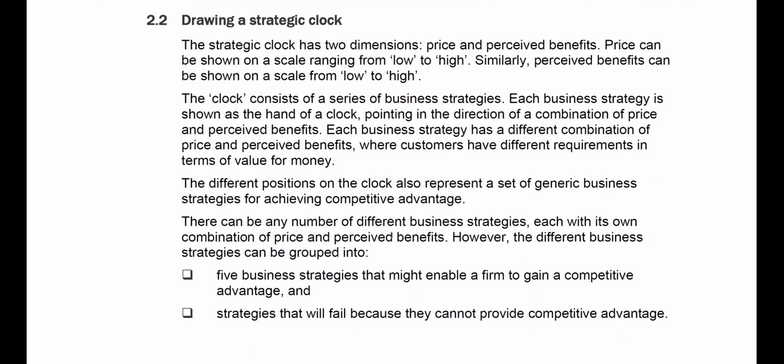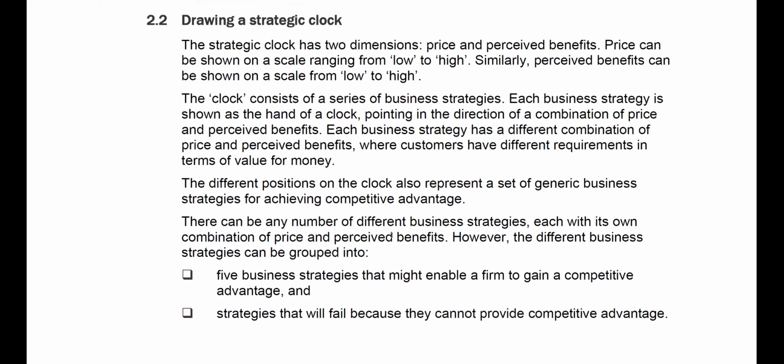Now, the strategy clock has 2 dimensions, the price and the perceived benefits. We say we are actually looking at the best combination of both, right? So price can be shown on a scale ranging from low to high. So it could be low, medium, high. Then similarly, perceived benefits can be shown on a scale of low to high as well. So the clock consists of a series of business strategies, and each business strategy is shown as the hand of a clock, pointing in the direction of a combination of price and perceived benefits.